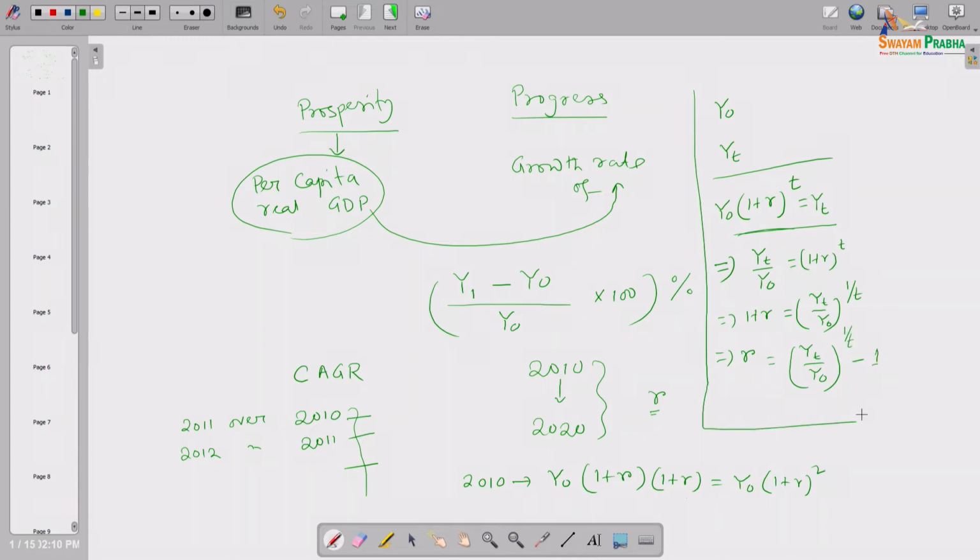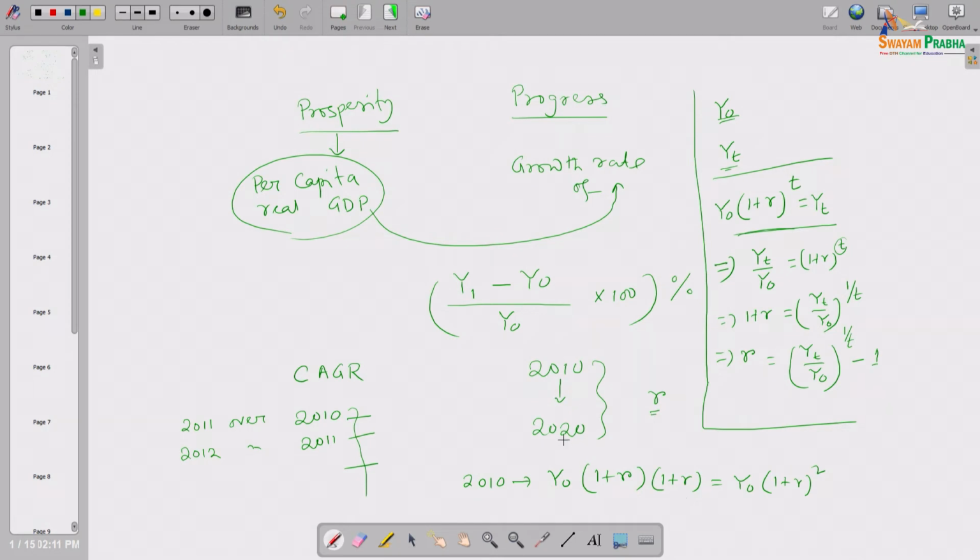So, to calculate the compound annual growth rate, you need not have all the intermediate values of that particular variable whose growth rate we are calculating. Only the first year and the last, terminal year values are enough. And for t, from 2010 to 2020 it will be 11, 12, 13, 14, 15, 16, 17, 18, 19, 20. So, 10 years, so t will be 10 in this particular case. Whatever r you get will be the compound annual growth rate per year between 2010 and 2020.